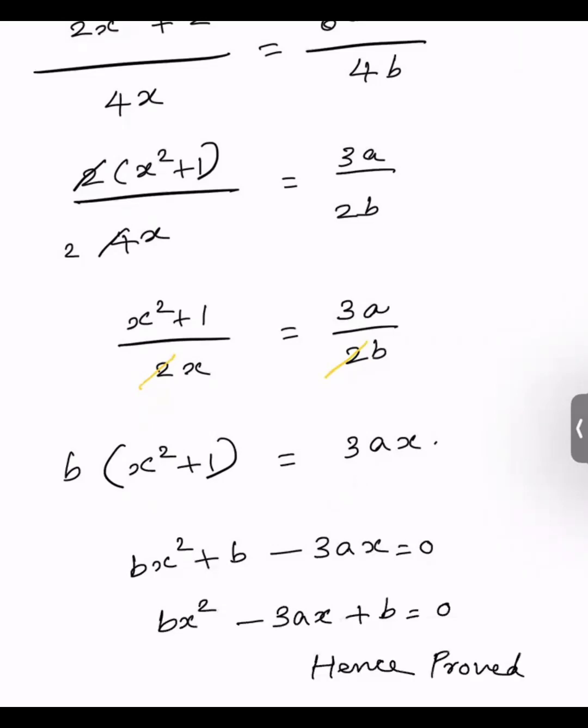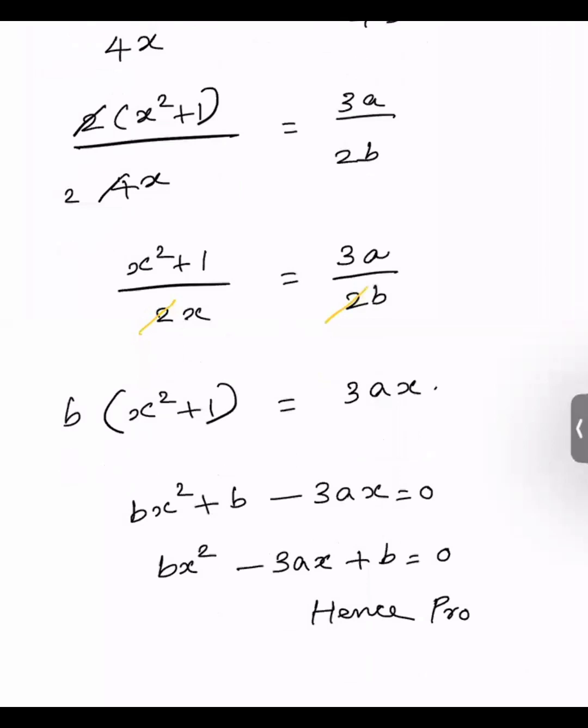When the left hand side and the right hand side denominators have the same value, I can actually cancel them out. Why? The reason is it is as good as writing X square plus 1 is equal to 3A into 2X divided by 2B, right? Is it correct? Now can I cancel out this 2 and this 2? Yeah, same. So that's what.